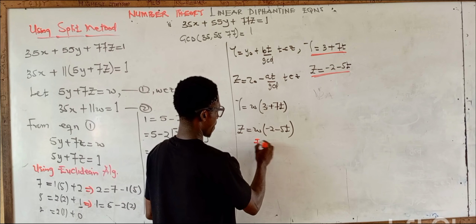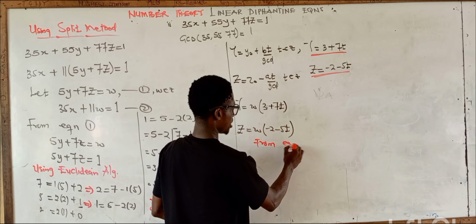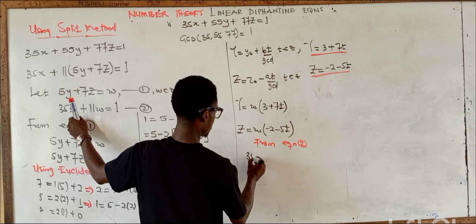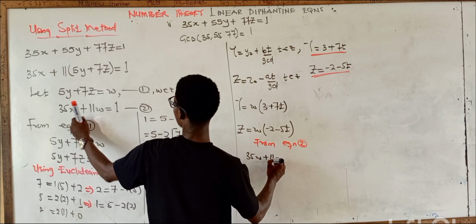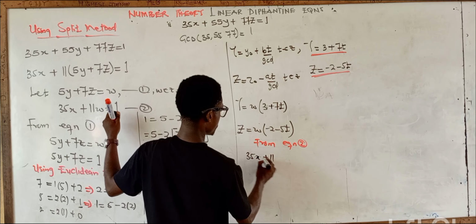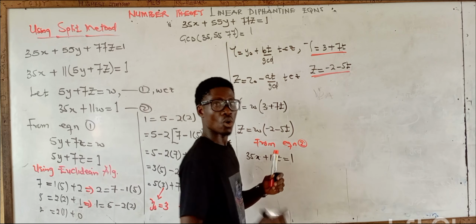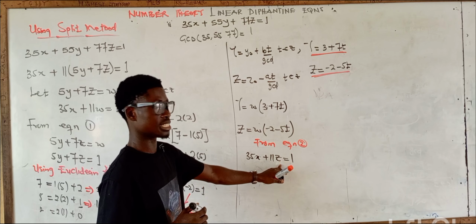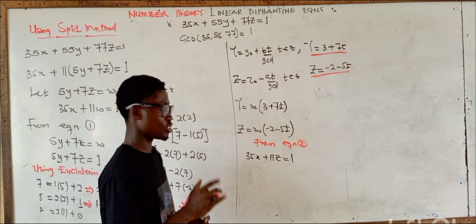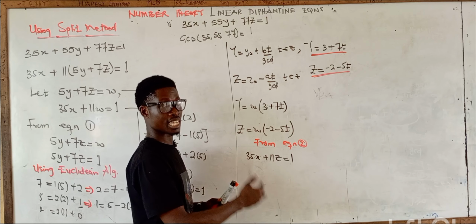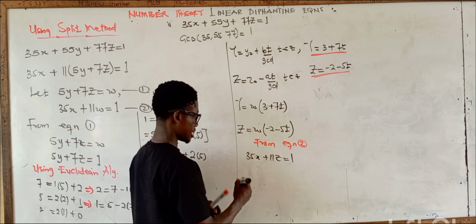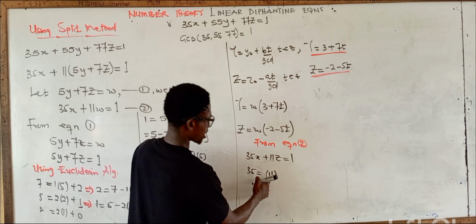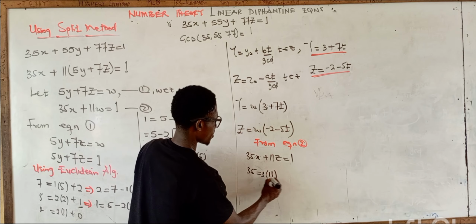So from equation 2, we have 35x, sorry, 35x plus 11w is equal to 1. So with this one, we are going to find the value of x and then w using the linear Diophantine equation involving two variables. So we are going to use the Euclidean algorithm to find our x and then our w. So we have 35, then 11. 35 divided by 11 will give us 3. We have a remainder of what? 2.